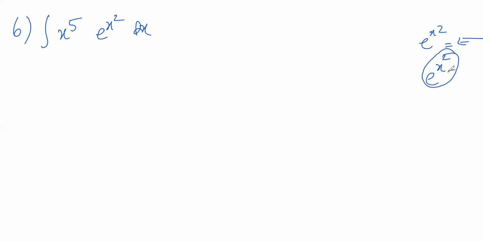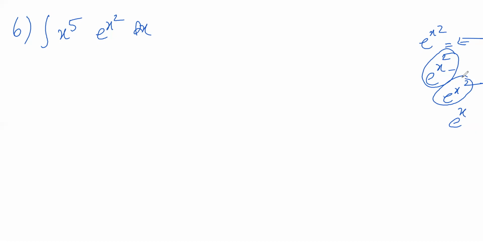For this, first we'll use the substitution method. Since we are given e power x squared, if we were given e power x we could follow the previous methods, but here we are given e power x squared. So first we use substitution, then we'll use either Bernoulli's formula or integration by parts.